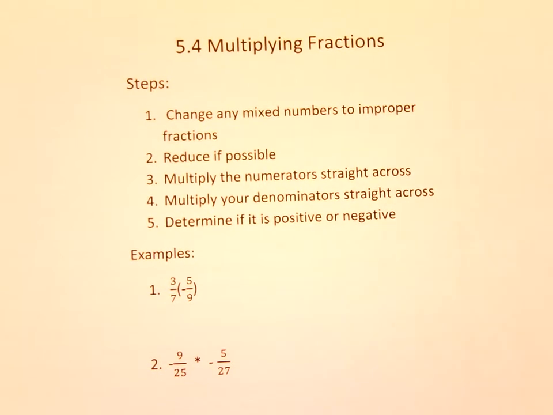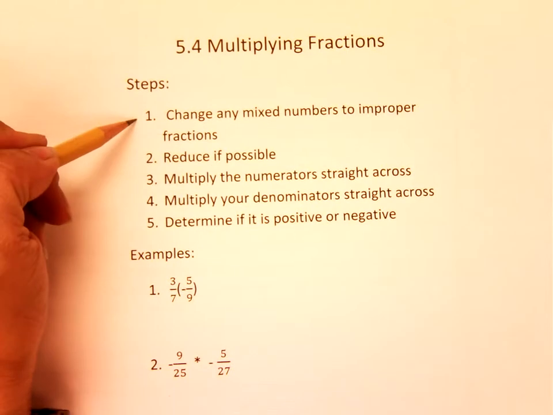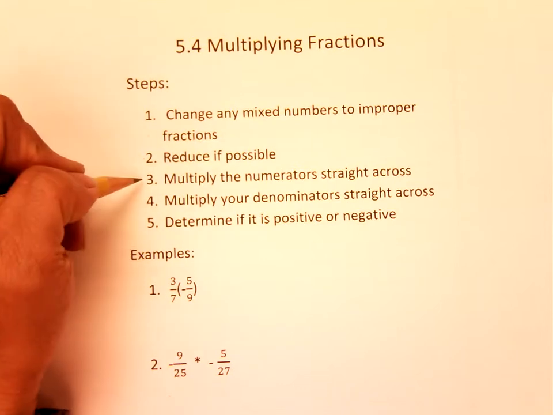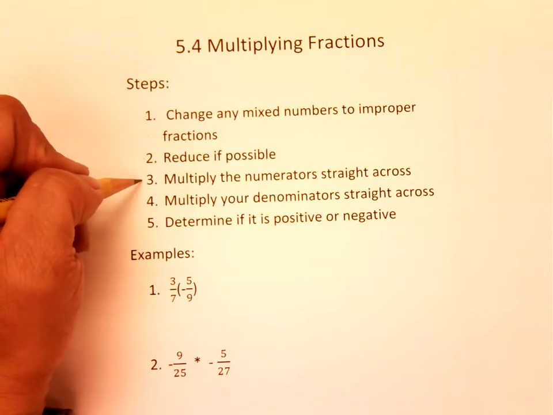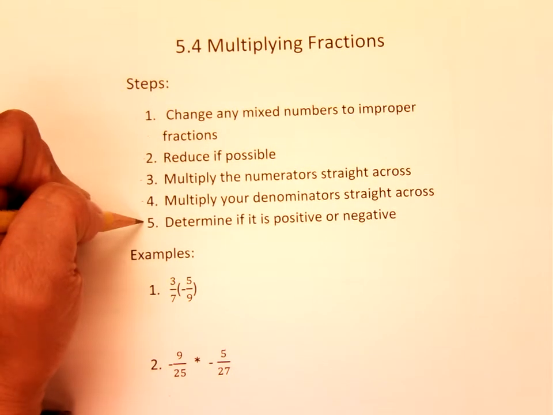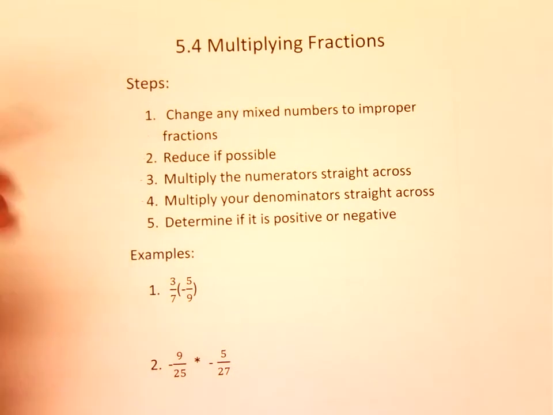So today's lesson was 5.4, multiplying fractions. Here's your steps. Step 1, change any mixed number to improper fraction. Step 2, reduce if possible. Step 3, multiply the numerator straight across. Step 4, multiply the denominator straight across. Determine if it's positive or negative number.